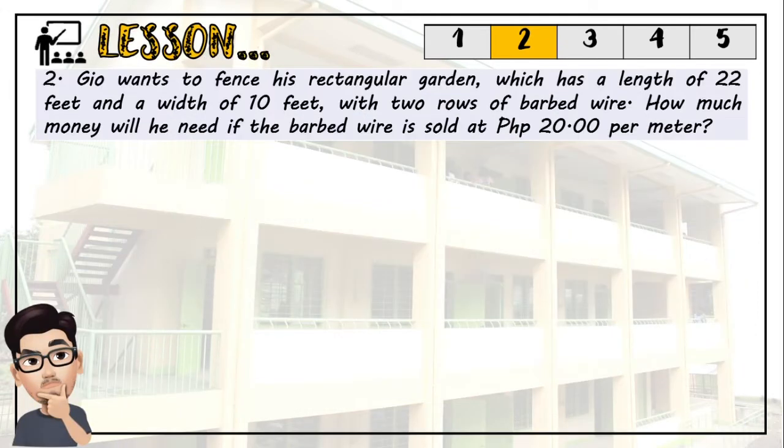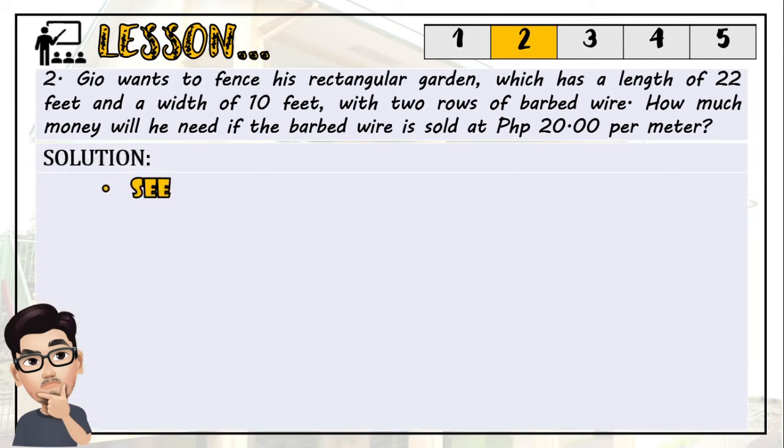Okay, next one. G wants to fence his rectangular garden, which has a length of 22 feet and a width of 10 feet, with 2 rows of barbed wire. How much money will he need if the barbed wire is sold at 20 pesos per meter? Okay, first step. What are we dealing with in this problem? So, the rectangular garden has a length of 22 feet and a width of 10 feet.